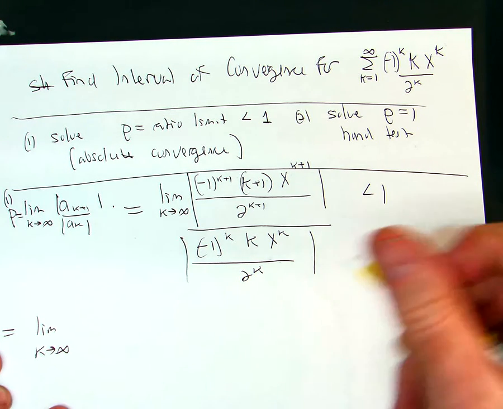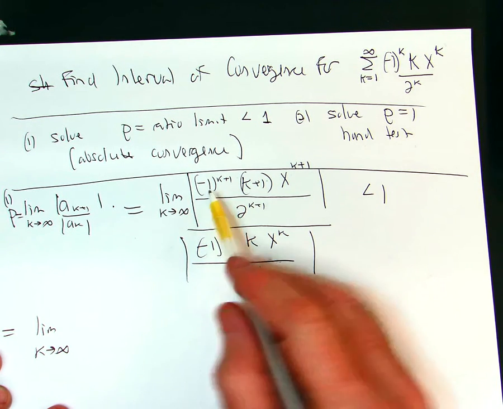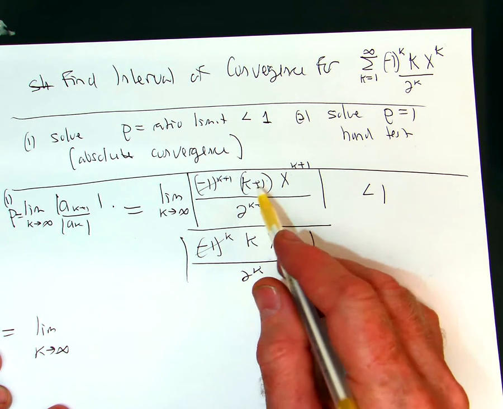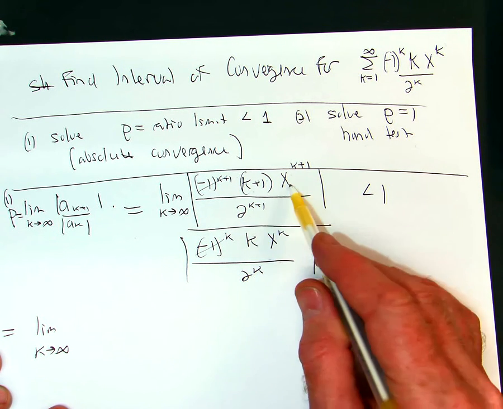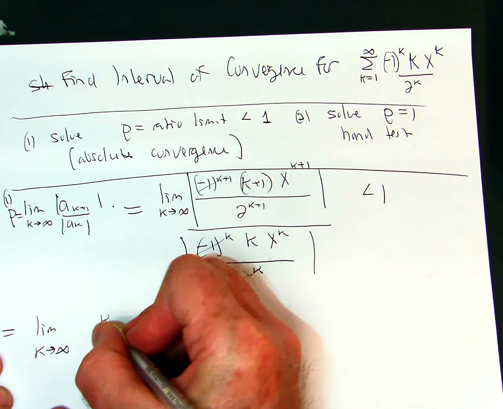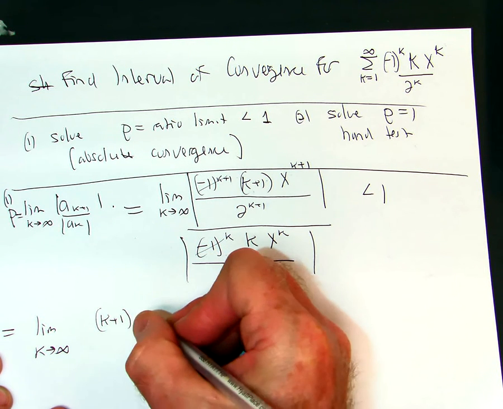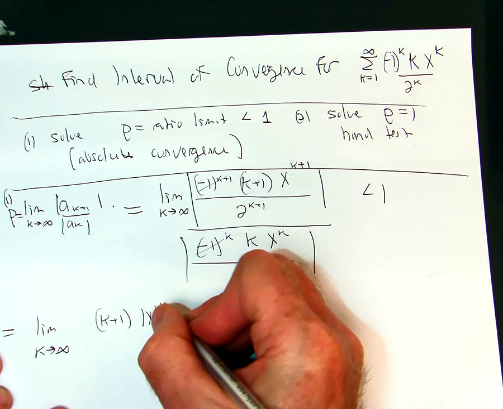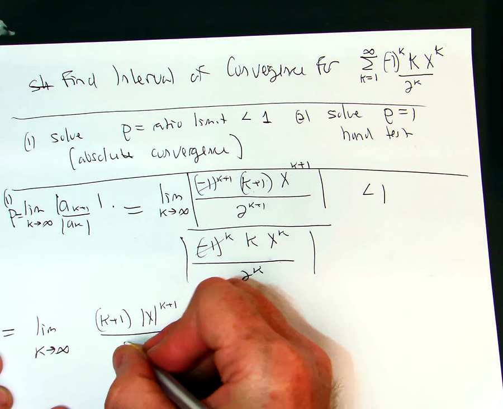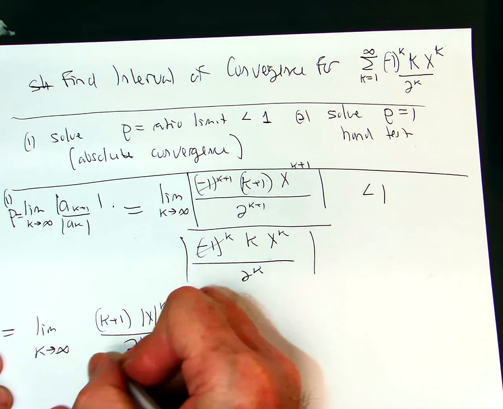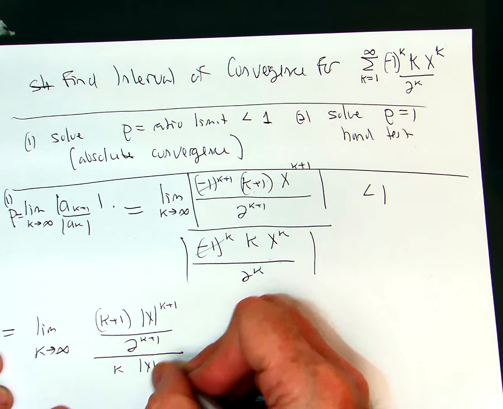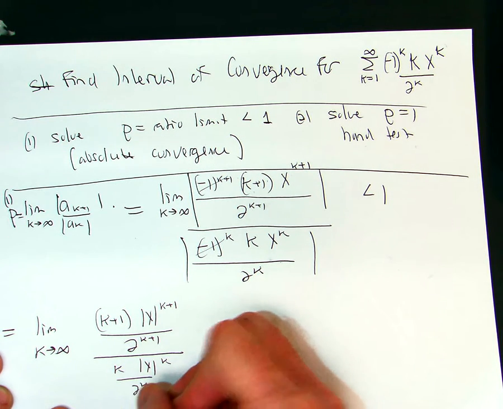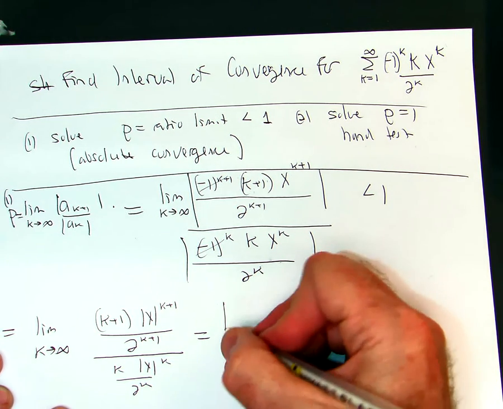But let's clean this up. That's going to be 1, so I can get rid of that. I don't need absolute values for k because k is positive. Same with the 2, but x could be negative. So what I'm going to end up with is k plus 1, absolute x to the k plus 1, over 2 to the k plus 1, over k, absolute x to the k, over 2 to the k. I'm going to solve this less than 1, but let's set it up.